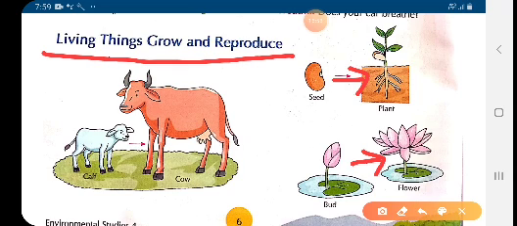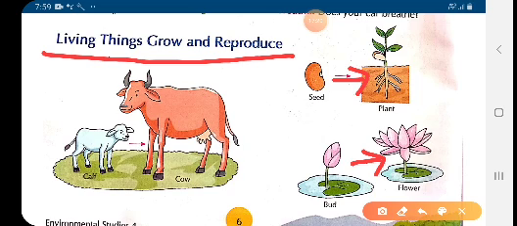Any living thing grows from one stage of life into another. Similarly, living things also show reproduction. What is reproduction? Reproduction is a process by which living things give birth to their young ones.